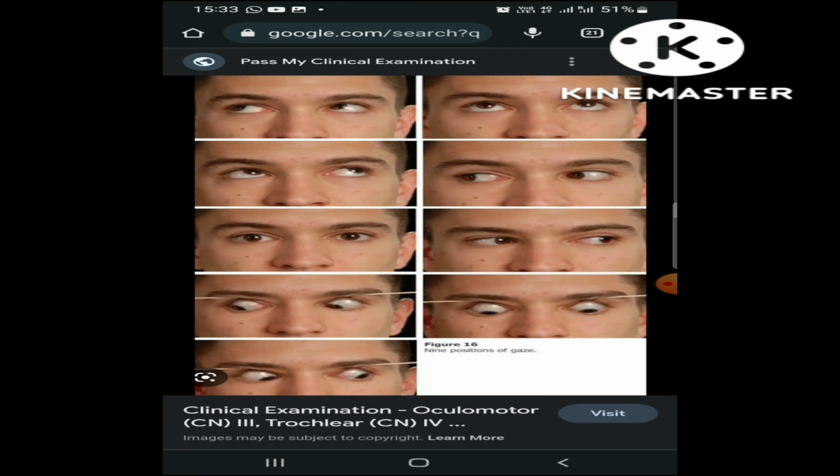You are basically going to make the patient look up, down, left and right, and then rotate his or her eyes. This is the test that you are going to do for cranial nerves 3, 4 and 6.